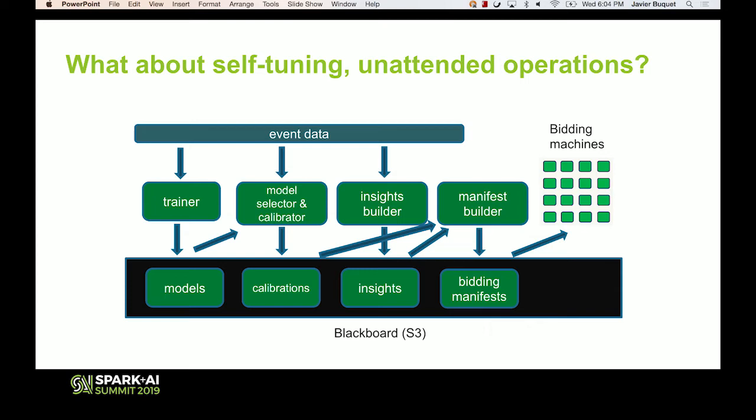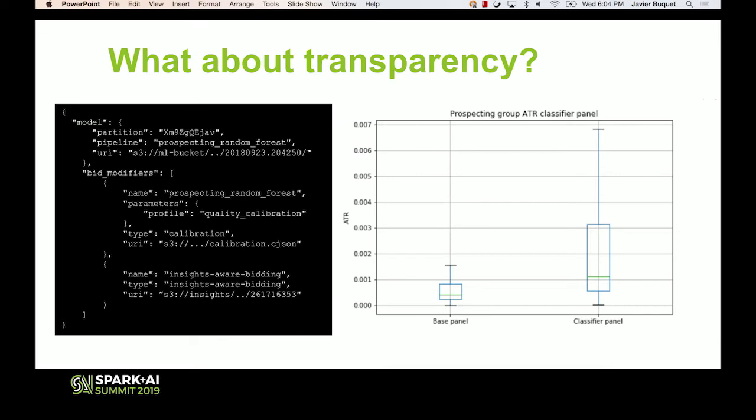So it's very clear, and we are transparent in this sense. So exactly, what about transparency? This is an example of a manifest, but I'll leave Javier to show that because he'll do that in a very detailed fashion.